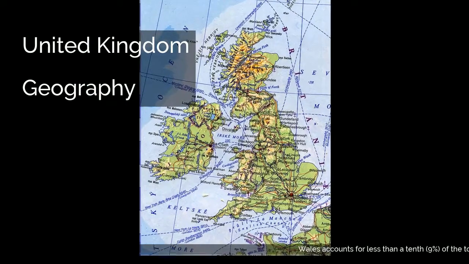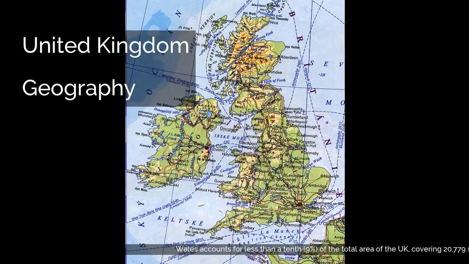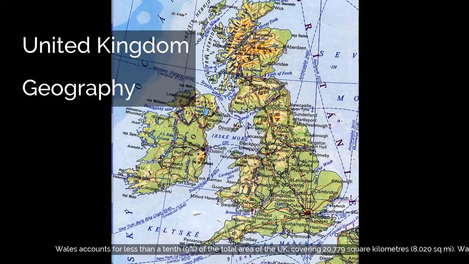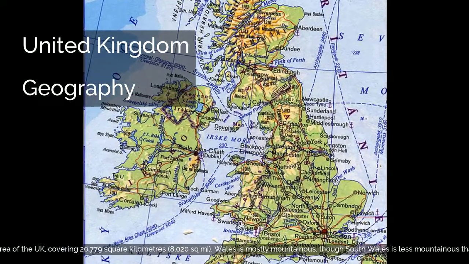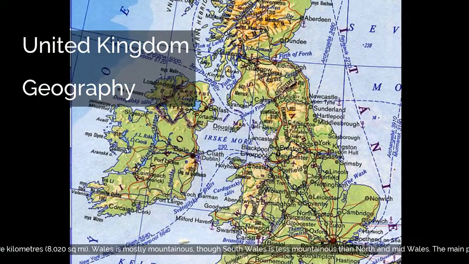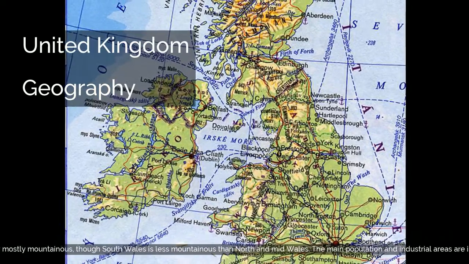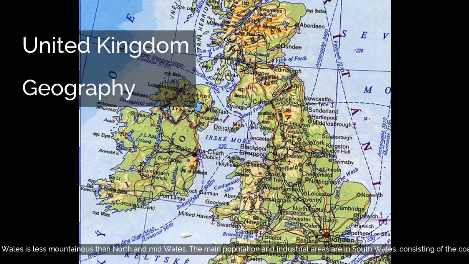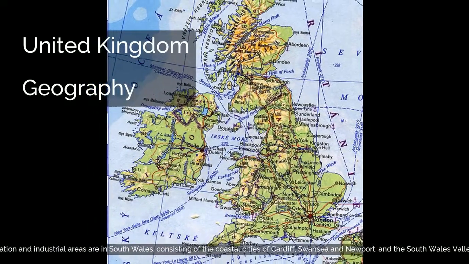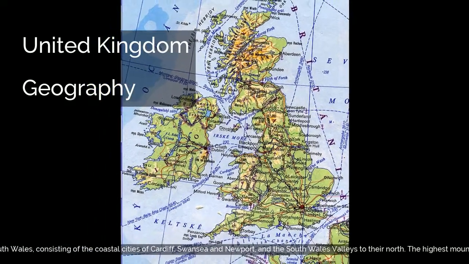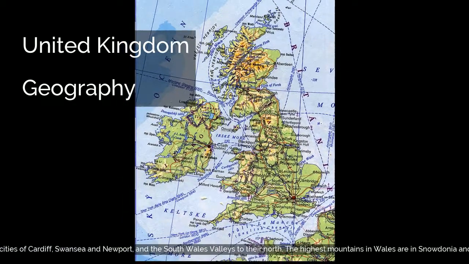Wales accounts for less than a tenth, 9%, of the total area of the UK, covering 20,779 square kilometers, 8,020 square miles. Wales is mostly mountainous, though South Wales is less mountainous than North and Mid Wales. The main population and industrial areas are in South Wales, consisting of the coastal cities of Cardiff, Swansea, and Newport, and the South Wales valleys to their north.